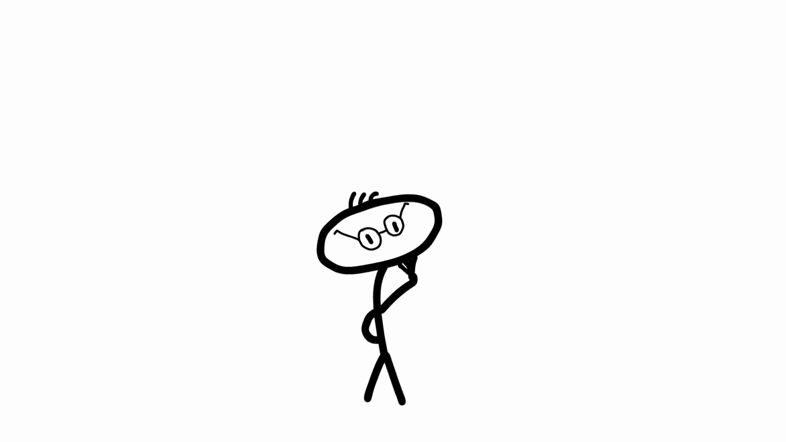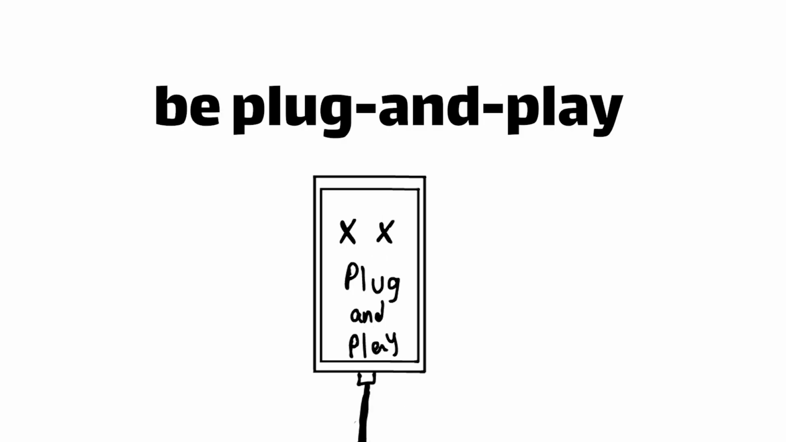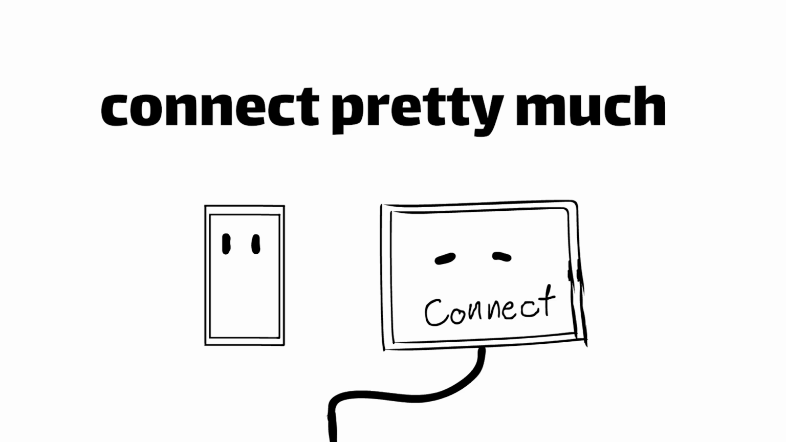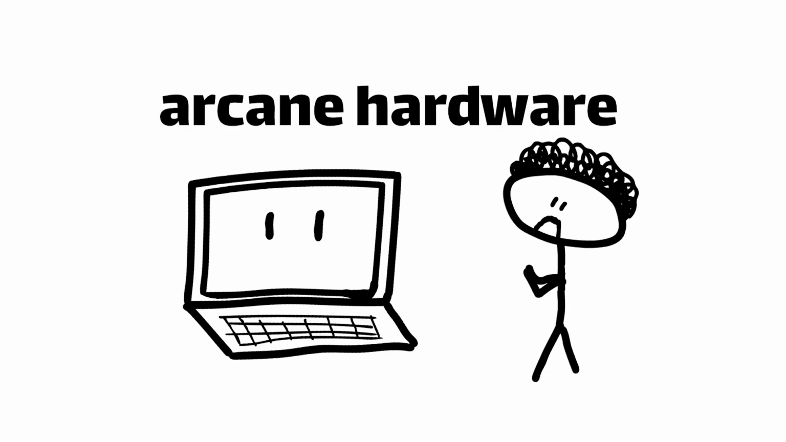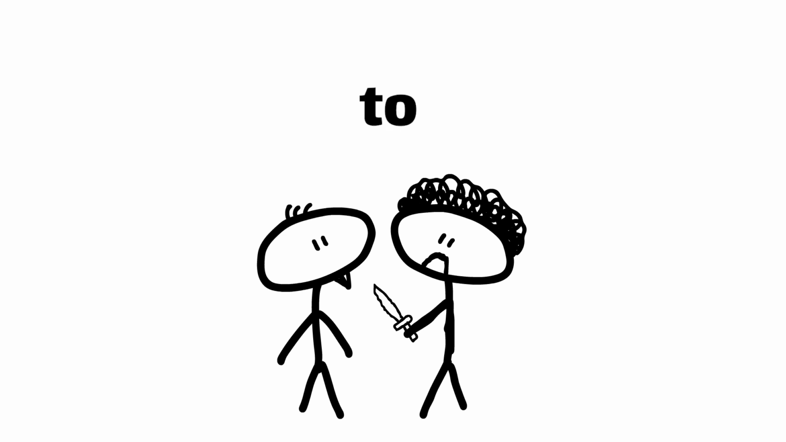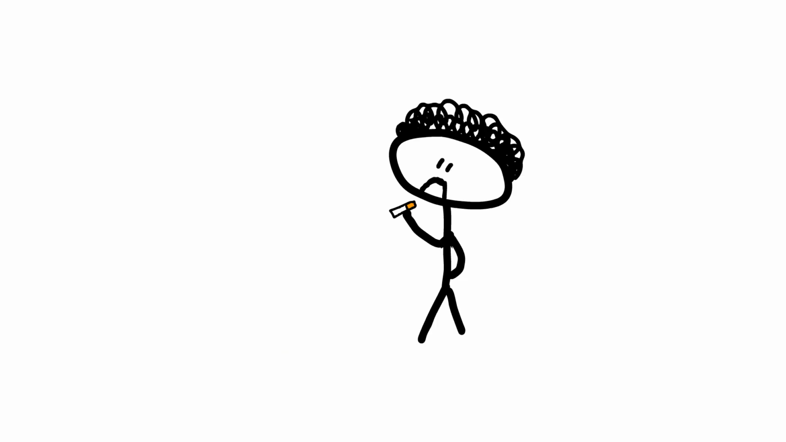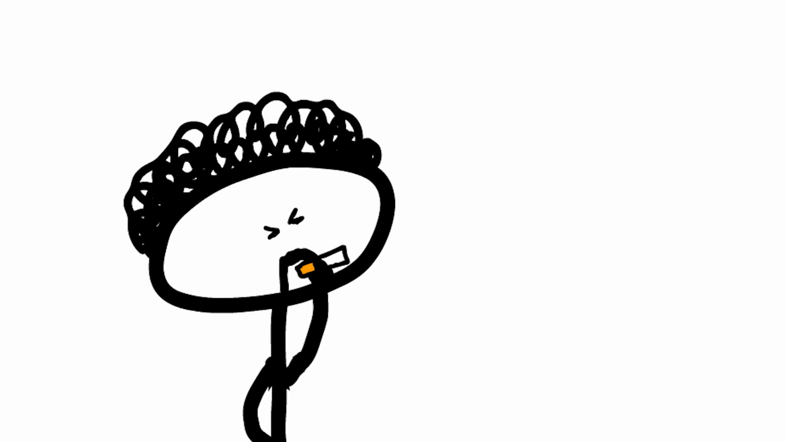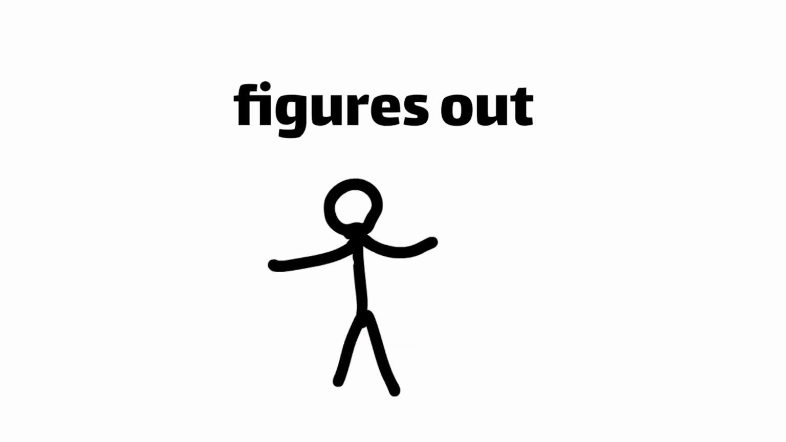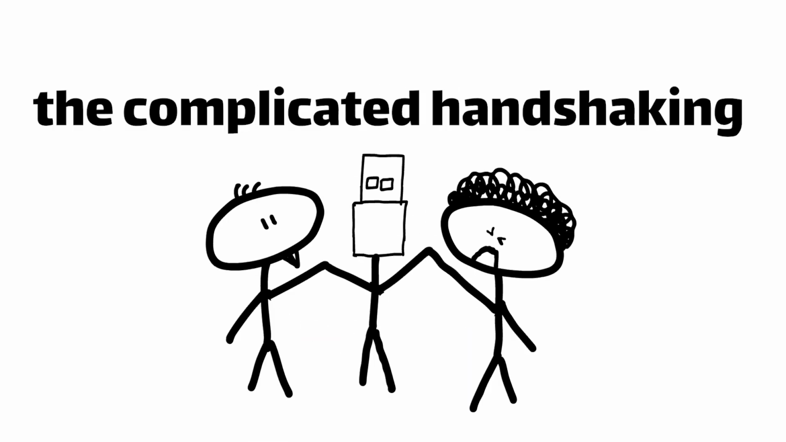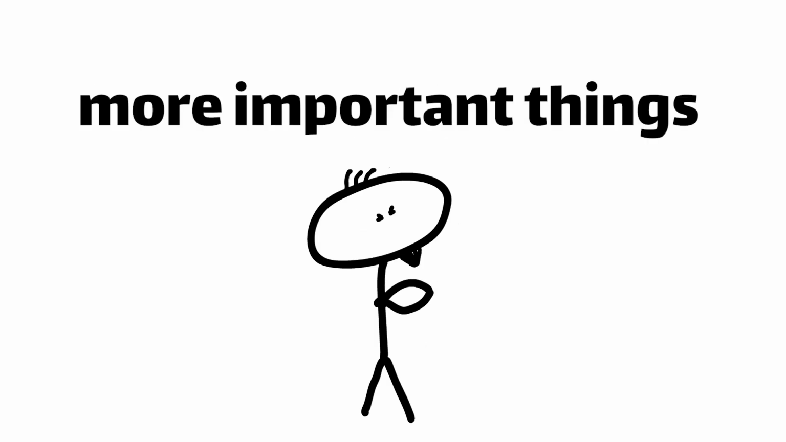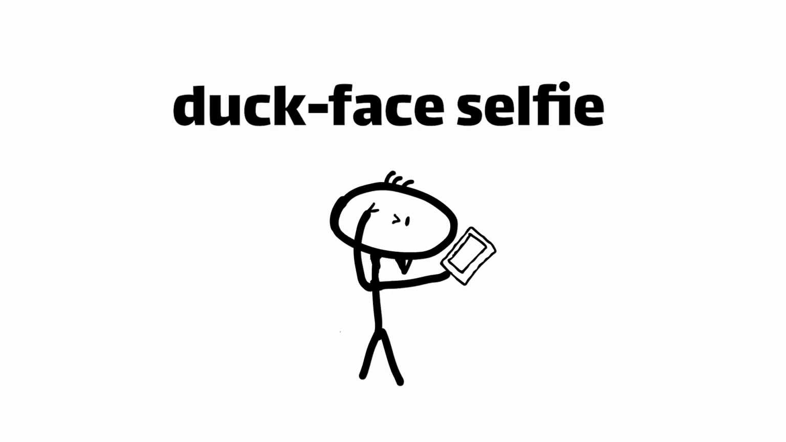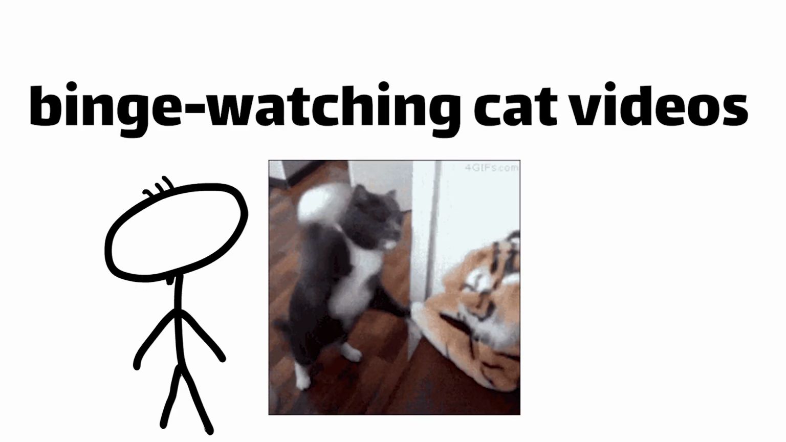Thanks to a bunch of eggheads, USB is designed to be plug and play, meaning you can connect pretty much any device to any port, all without wasting hours deciphering arcane hardware rituals or sacrificing virgins to the tech gods. And if any of you were stupid enough to do that last part, well, what comes around goes around, buddy. The USB automatically figures out what's been plugged in and handles all the complicated handshaking and data transfer protocols, so you can focus on more important things, like crafting that perfect duck face selfie or binge-watching cat videos.